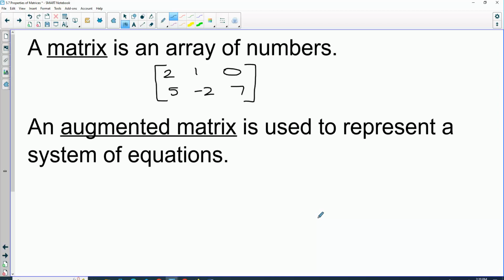You see it in computer science. If you go into coding, it shows up a lot there. It can be used for equations as well, and that's a special type of matrix called an augmented matrix. So in general, a matrix is just any array of numbers. With an augmented matrix, we can take it and use it for a system of equations.